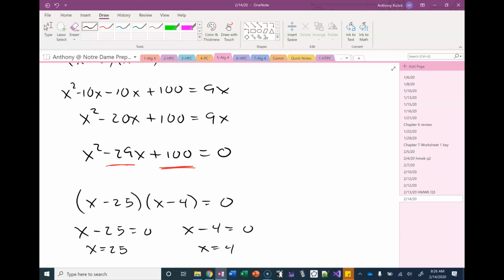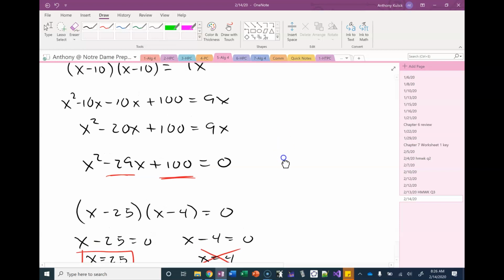So they were all factorable. Now this problem wasn't done, just FYI, Madison. We still need to check these answers. Do you remember how to check? Yeah. Exactly. When you do that, the 4 doesn't work, but the 25 does. Does that feel better? Yeah, it's easy to kind of get lost in it.